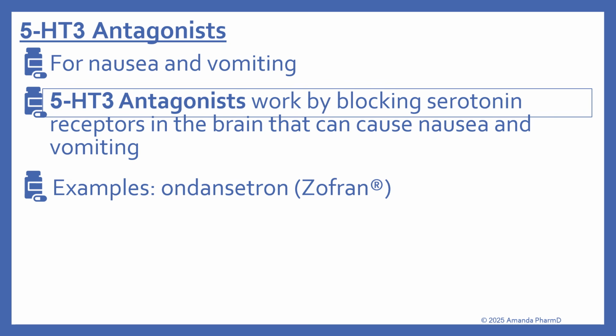Next are the 5-HT3 antagonists. These are for nausea and vomiting. The 5-HT3 antagonists work by blocking serotonin receptors in the brain that can cause nausea and vomiting. An example of this would be ondansetron, brand name is Zofran.